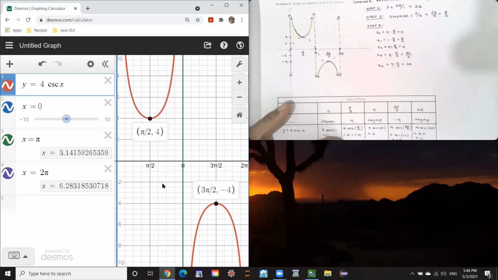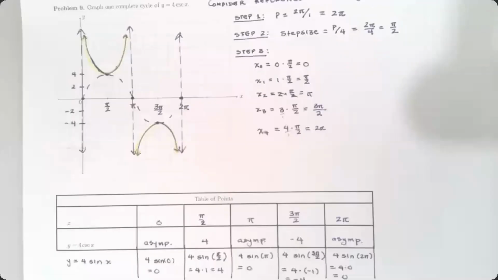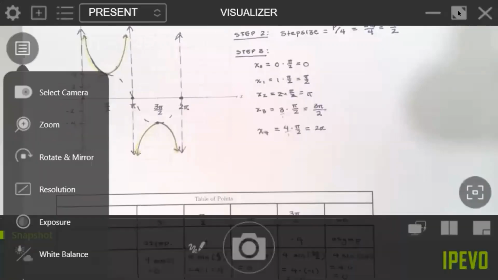And notice they don't have the reference graph or the sine graph, because that's not part of the answer. That's just something that we drew to help us get to the final graph. Any questions there? Okay.